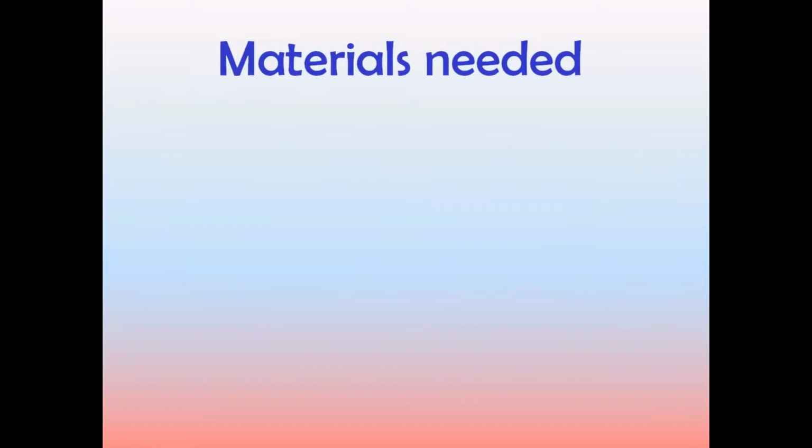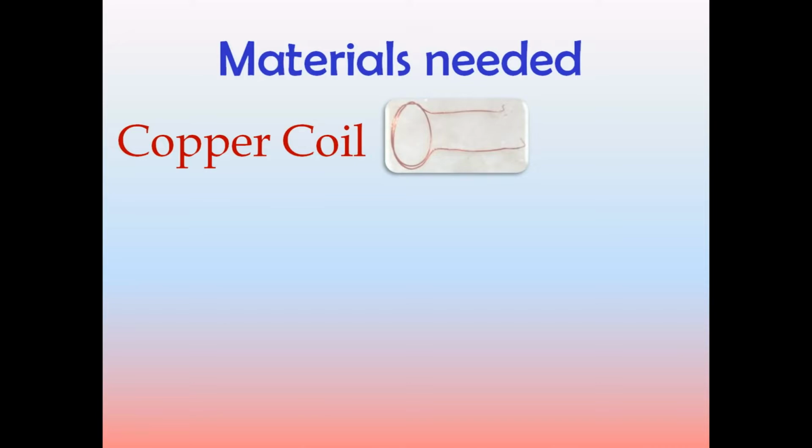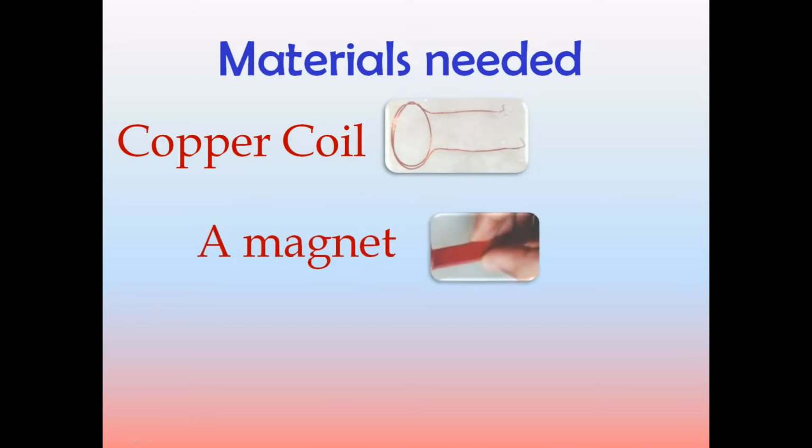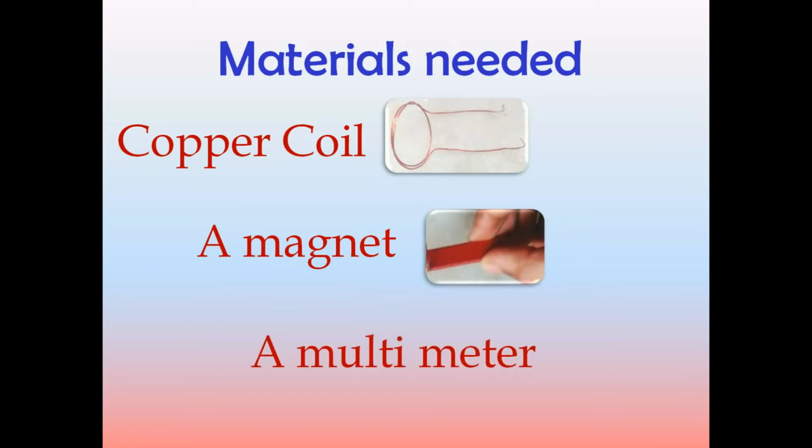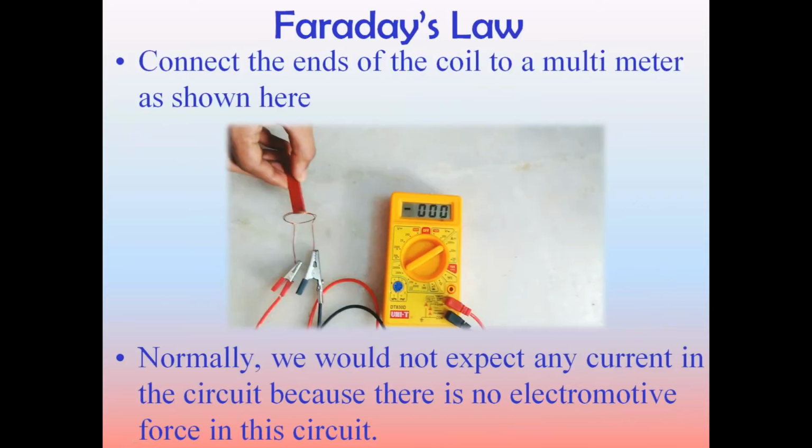Materials needed: a copper coil. Look here, you have to wind a copper wire like this. Next, a bar magnet and a multimeter. Look here, the multimeter. Now connect the ends of the coil to the multimeter as shown here.